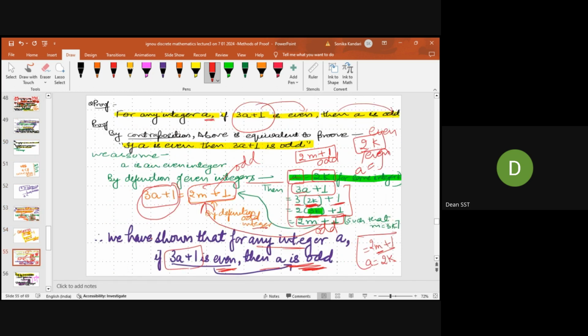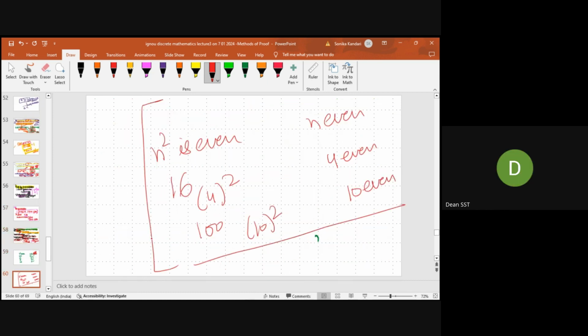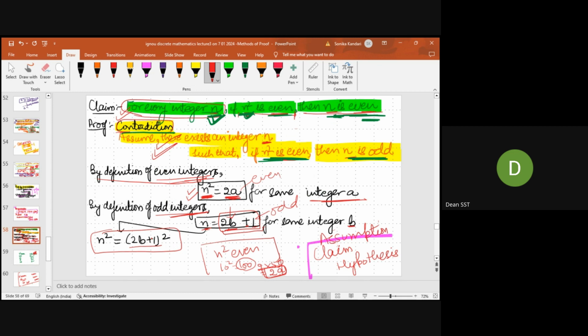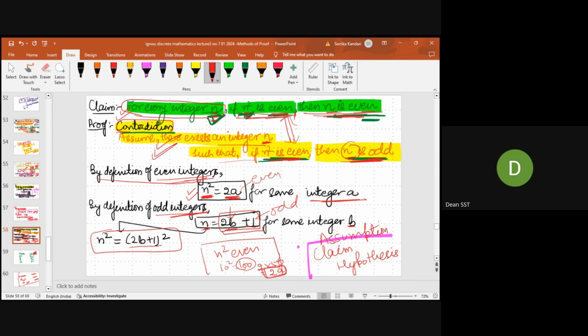Let us come to the case of contradiction. For every integer n, if n square is even, then n is even. But what we are taking is that there exists an integer where n square is even, then n is odd. We are doing this: A implies B, not B implies A is false. Proving this way.